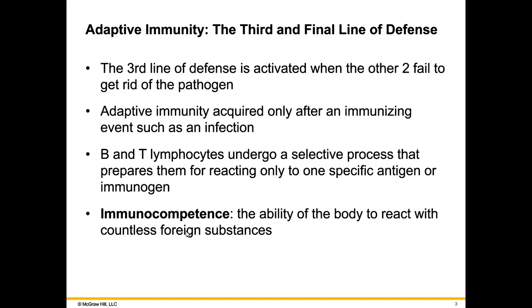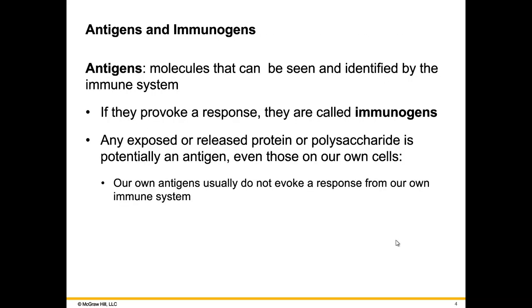And immunocompetence is just the ability of the body to react to foreign substances. So whenever you have a patient, for example, who does not have a competent immune system, that means their immune system is weakened. They don't have a strong immune system to react to foreign substances. So immunocompetence is the ability of our body to do that.